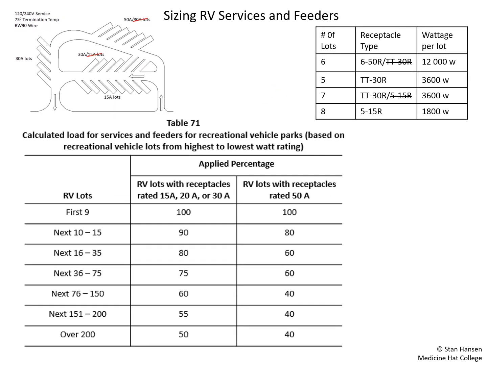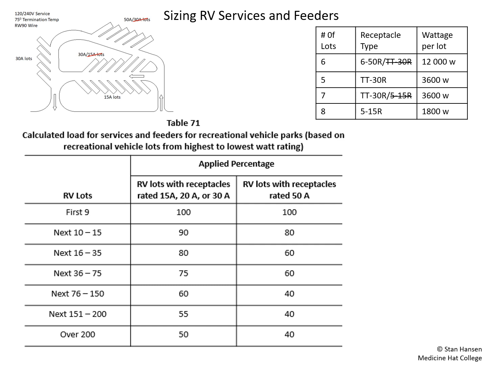When we look at Table 71, the title reads that it is for the calculated load for services and feeders for recreational vehicle parks. And then it goes on to say it is based on recreational vehicle lots from the highest to the lowest watt rating. That means we want to attribute the highest wattage rating first and work our way towards the lowest wattage rating.